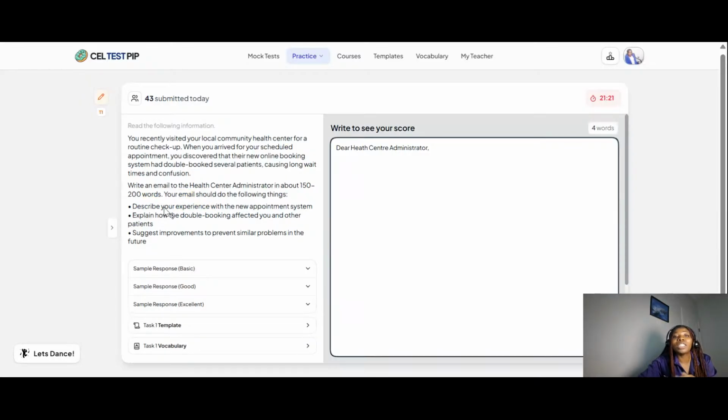So here they just said describe your experience. So I'm going to talk about all the experience I feel I had, the good and the bad. So I will first start with the good. While the interface of the new online booking was user friendly, however, I can now start saying the system required more personal information than other online appointment booking platforms that I have used in the past. That is, it was requiring more information.